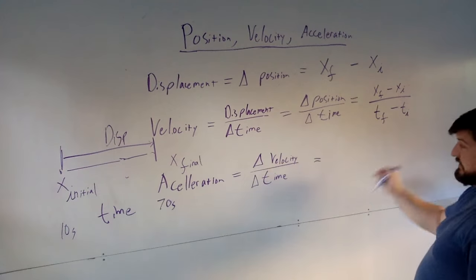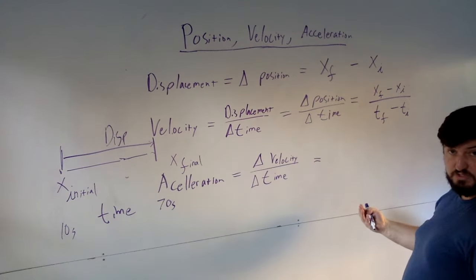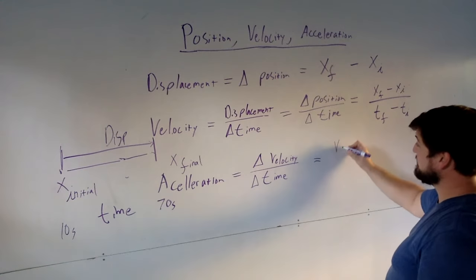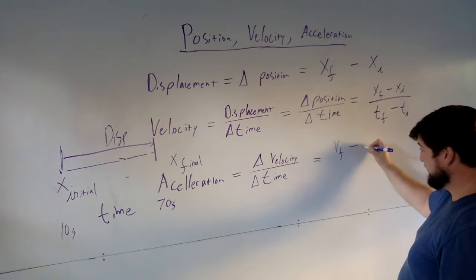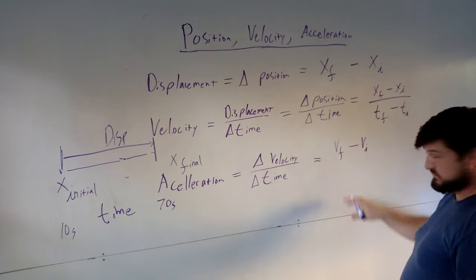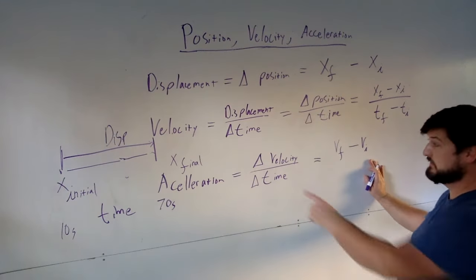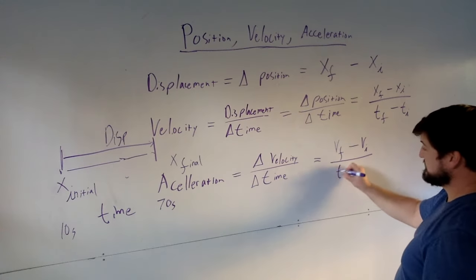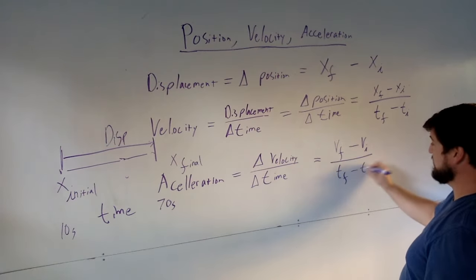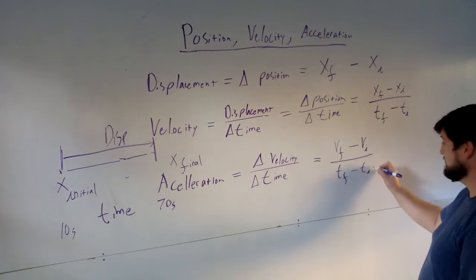So just like what we had here, change in velocity over change in time, okay? Well, you always have to take your final value, whatever your ending velocity is, minus whatever your initial velocity was. Final minus initial is always how we find that change, okay? And we do that over time. So time final minus time initial, okay?